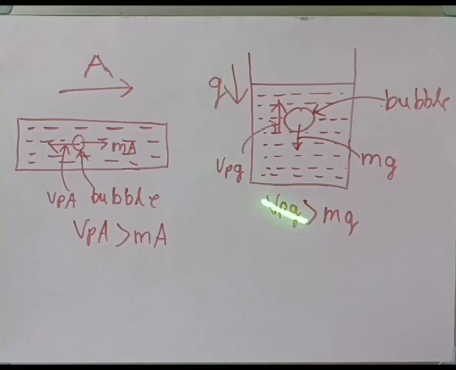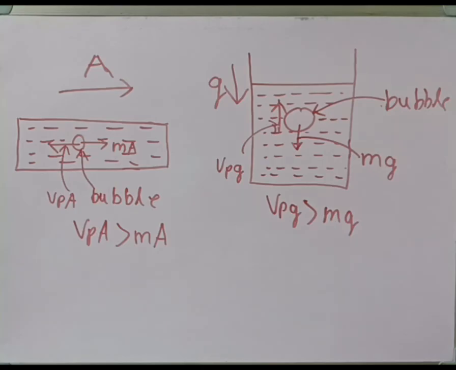Now this is a very general observation. Suppose I have a bubble of air that is submerged in a jar of water. mg is the weight of the air bubble and V rho g is the buoyant force on the air bubble applied by the water. It has generally been observed that V rho g, the buoyant force on the air bubble, is always greater than the weight of the bubble. Why? Because the density of water is greater than the density of air.